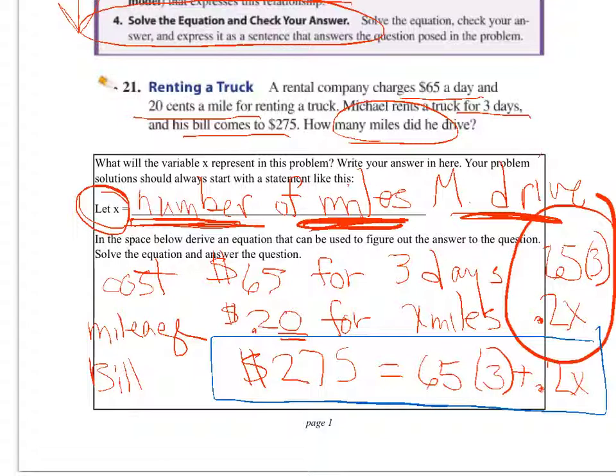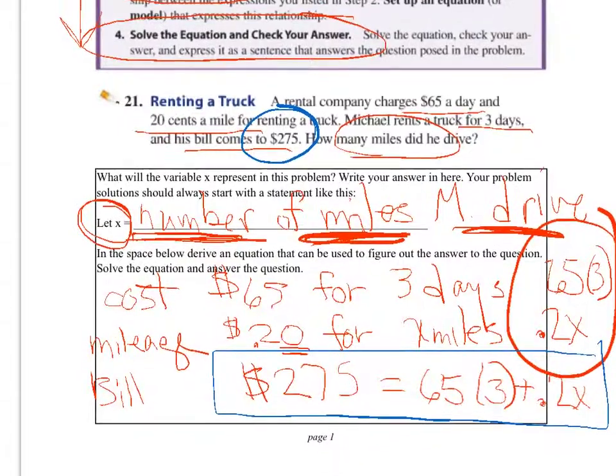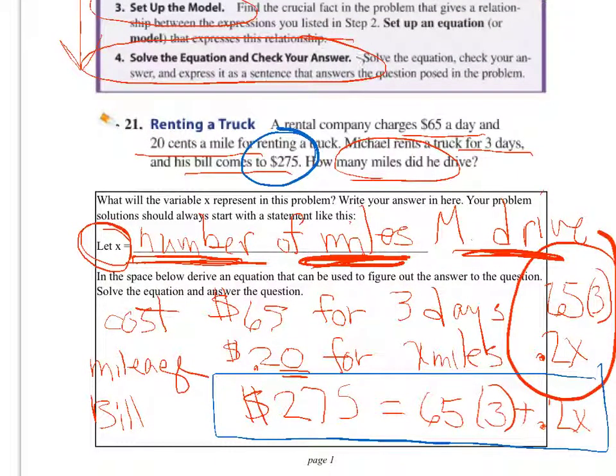If you get a number like 2, you probably made a mistake. His bill is much higher than it would be if he only drove 2 miles. And if you get a number like 8,000, that's probably a mistake too, because I don't think he could drive 8,000 miles and have a bill of only $275. The point I want to make here is that when you're done, make sure you check your answer. Check it for reasonableness as well as mathematical correctness. So verify that you didn't make any mathematical mistakes in the solution of your equation.